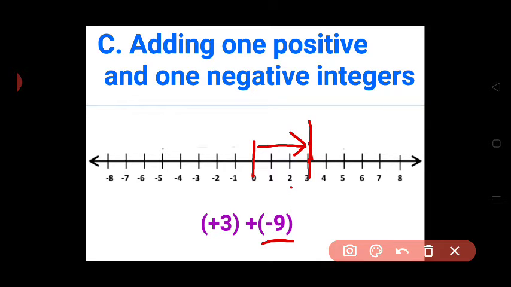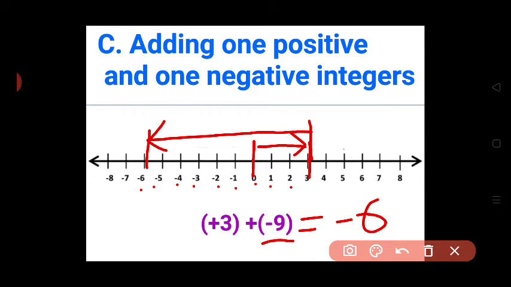Let's count. This is 1 unit, 2, 3, 4, 5, 6, 7, 8 and 9. That means we have to move up to -6, like this. So what is the answer now? -6 is the answer, because first is +3, that means move towards the right in the first case, and the next addend is negative, so we have to move from the end position of the positive one towards the negative side, I mean towards the left.